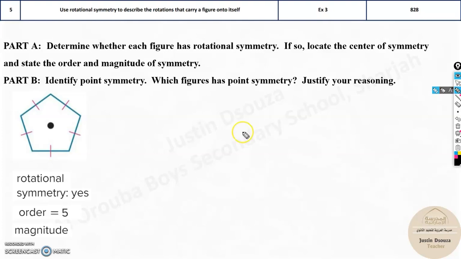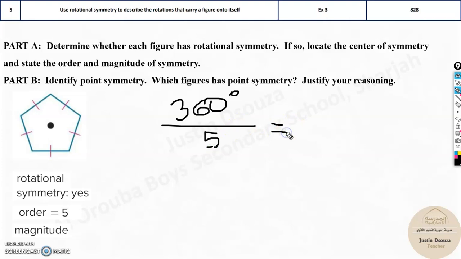Magnitude is always given by 360 degrees, the total angle, divided by the order, that is over here in this case 5. You should just solve it in the calculator. So 36 times 2 will be 72. 72, I believe. Yes, 72 degrees. So this is the answer over here. Now how did we get it? We have to find the order and divide 360 by it, and that's it. You will get the answer for the magnitude.